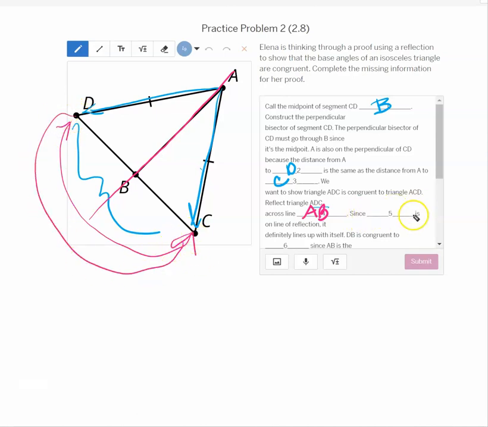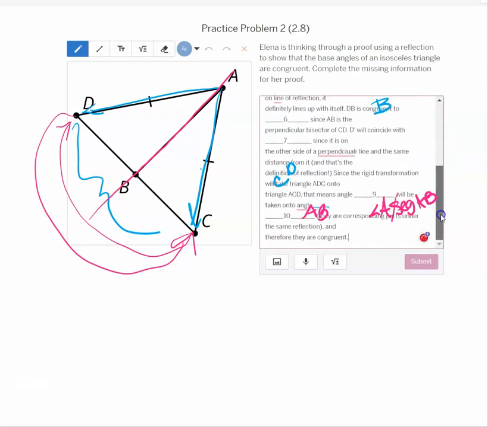So it says, since blank is on the line of reflection, it definitely lines up with itself. So since segment AB, right, or angle A, either one, or segment AB, is on the line of reflection, it lines up with itself. DB is congruent to blank.